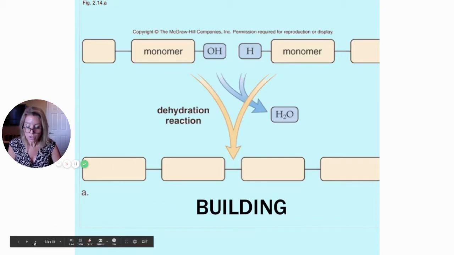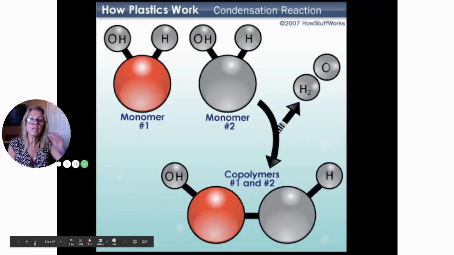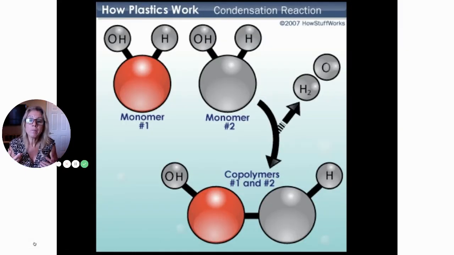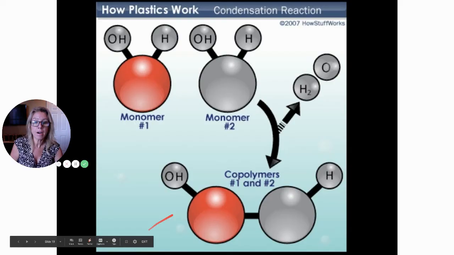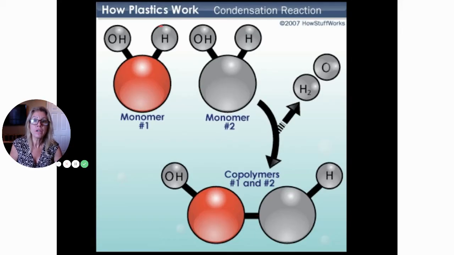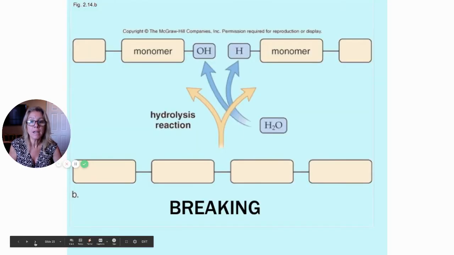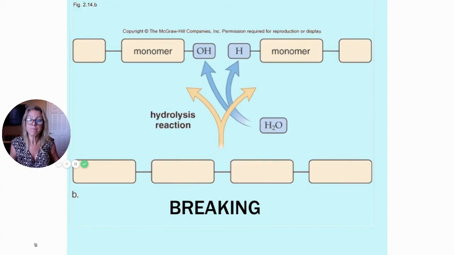All right, so the next part, take a look at this picture. Find the monomers. Take a moment and see now how you have joined monomer one with monomer two right here. And in order to do that, you took an H and an OH away right here, and that forms H2O. How is that going to happen? It's going to happen with an enzyme, and I'll give you a picture of that in just a minute. Now, let's do the opposite. Let's take a polymer and break it apart.